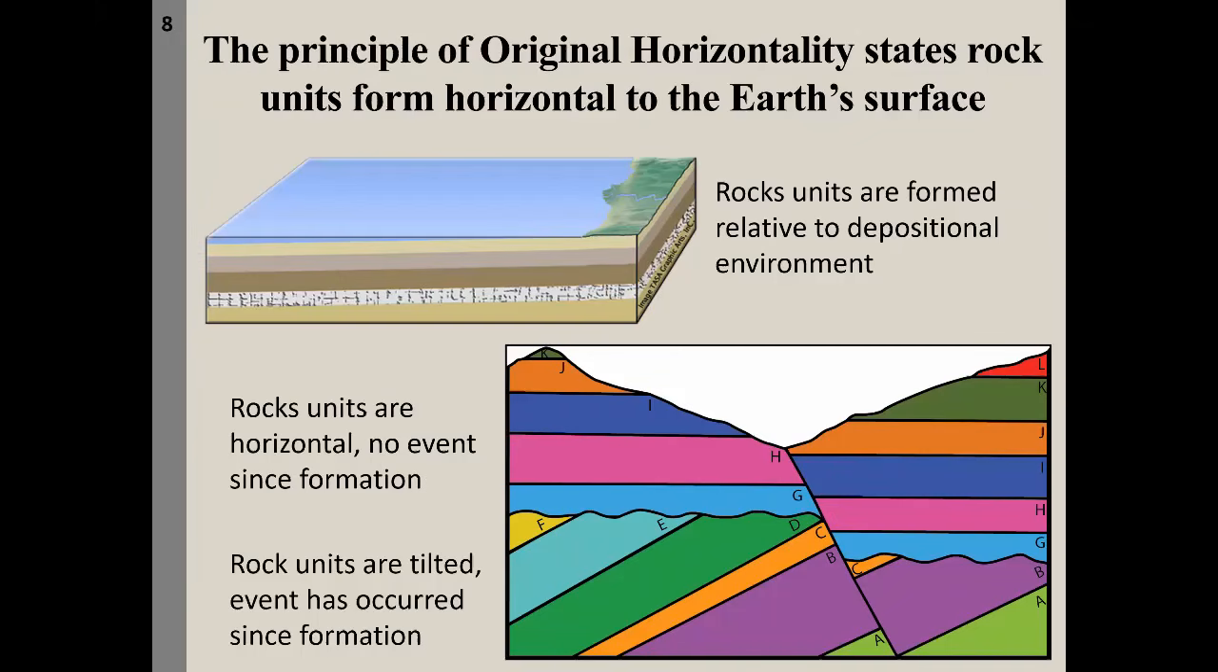The principle of original horizontality states rock units form horizontal to the Earth's surface. So rock units are formed relative to their depositional environment. The way that sediments settle and stack, they're going to pile up based upon the topography or the surface that they settle onto. Another way to think of this is sedimentary rocks are formed flat, and if they are not flat, then something has happened to tilt those rocks, right?